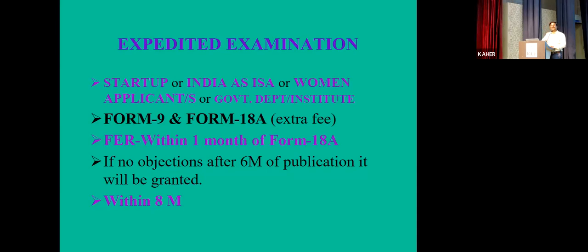time. Why am I saying 8 months? Why not within 1 month or 2 months? Because we have to mandatorily wait 6 months after publication for the pre-grant opposition. Any person who wants to oppose, we have to give time for them. So that is why minimum it takes 8 months to grant a patent expeditedly. Whatever the speed we apply, it will become 8 months.